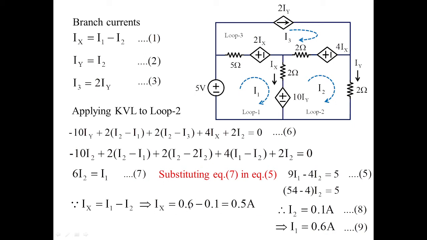Now this is the required branch current in this particular branch, and then Iy is nothing but equivalent to I2, and this is obtained as 0.1 ampere. So these two results we have obtained using mesh analysis. Whether we have done the right approach or wrong, we can check it with another method, that is method 2, node analysis.